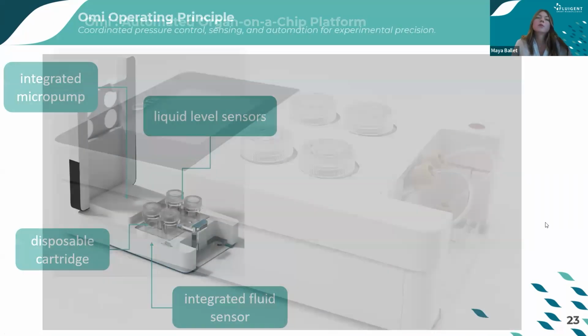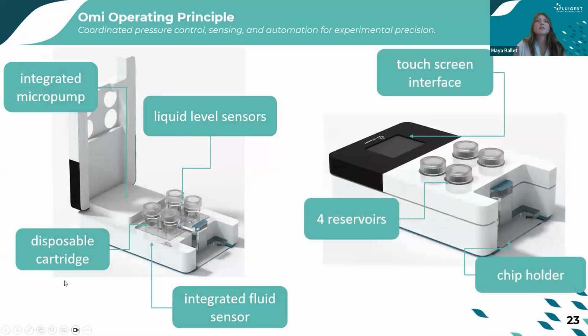And it's still reliable because you have the same technology inside. Talking about technologies, you can see here all the components that are inside the OMI. You have an integrated micropump for the pressure source, a liquid level sensor inside the reservoir, a disposable cartridge where you can put your solutions and change it for sterilization, and a touchscreen interface to control everything, the chip holder, 4 reservoirs, and that's basically it. And of course, a flow sensor inside to monitor the flow.